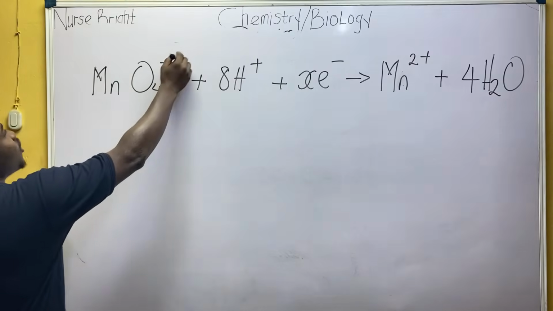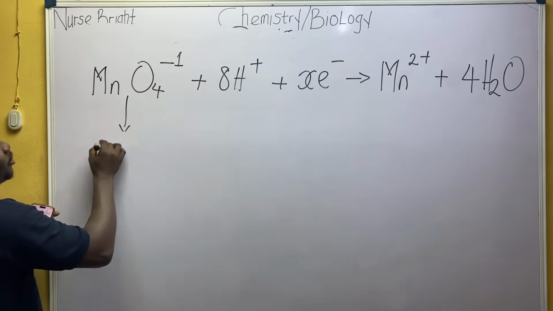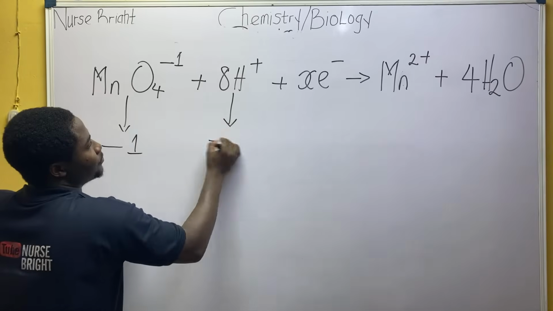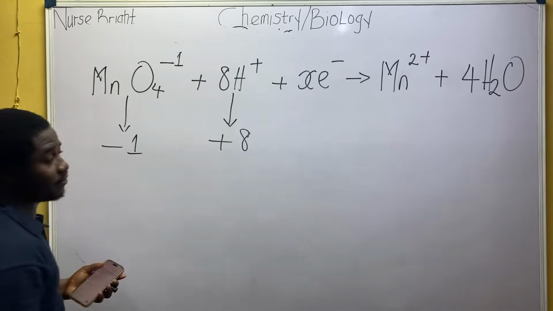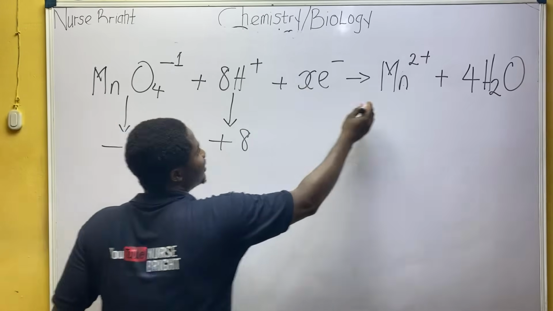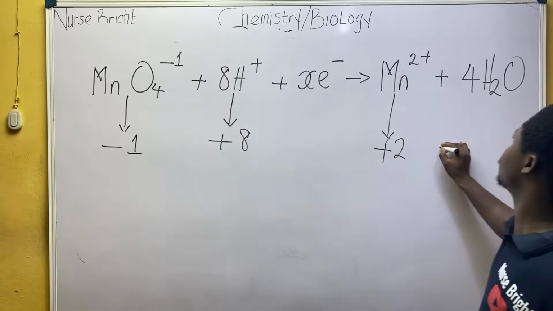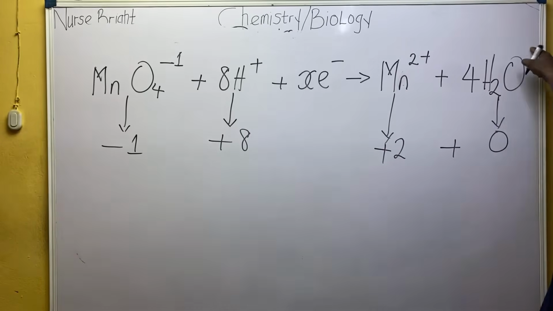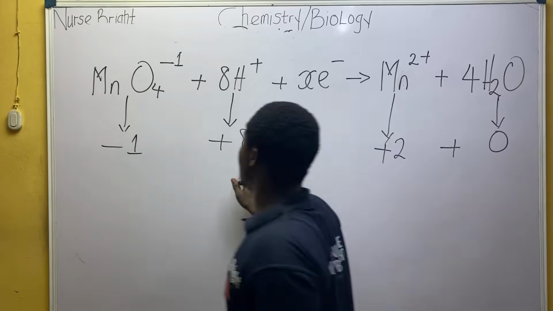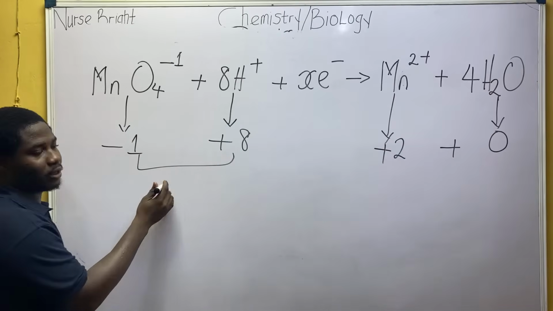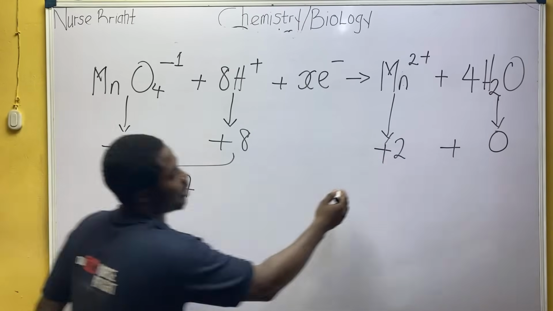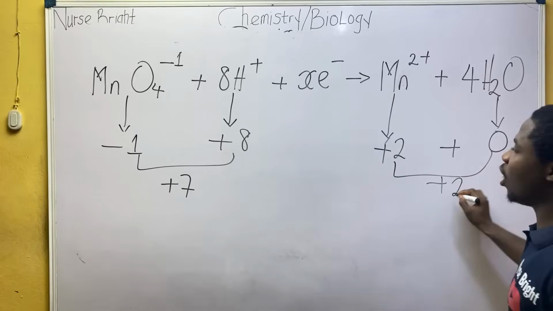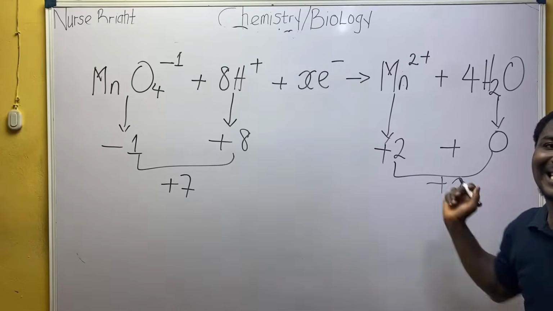Literally, the minus here means minus 1, so the net charge here is minus 1. What about here? Here is plus 8. Hope you are aware, right? So basically, we are looking for this one. Here is plus 2 and here is 0, there's no charge. Evaluating, here is plus 7, and here altogether is plus 2. So what do you put here to ensure that this side and this side equal each other?